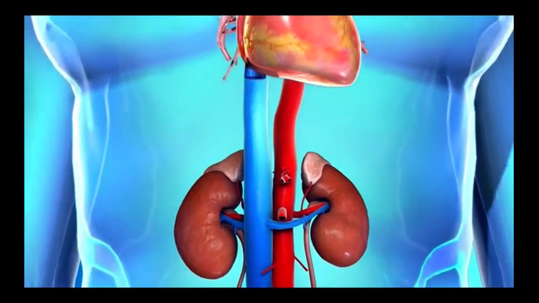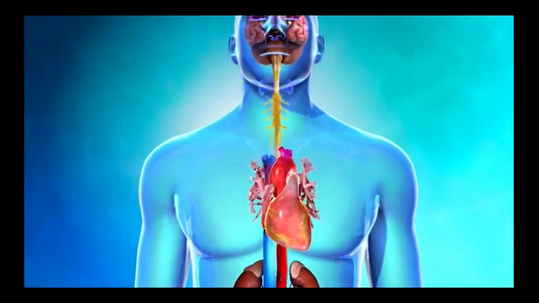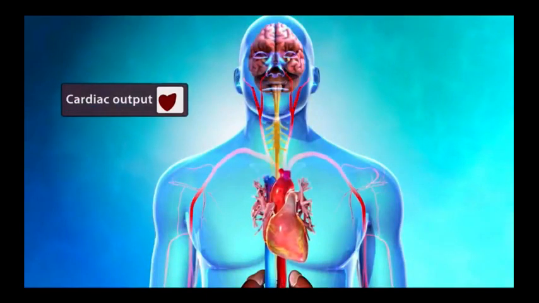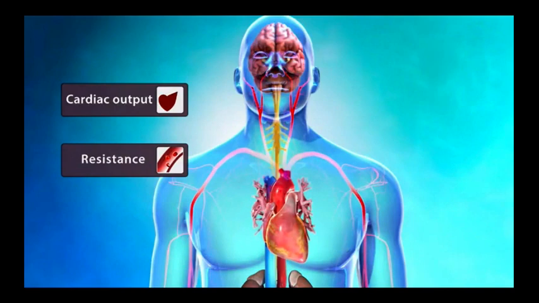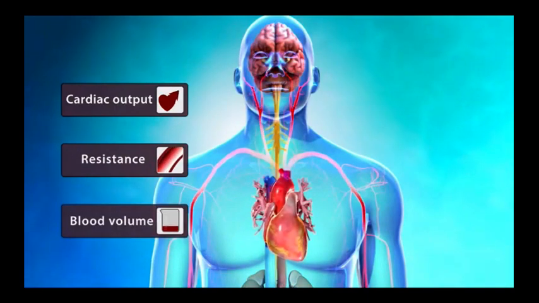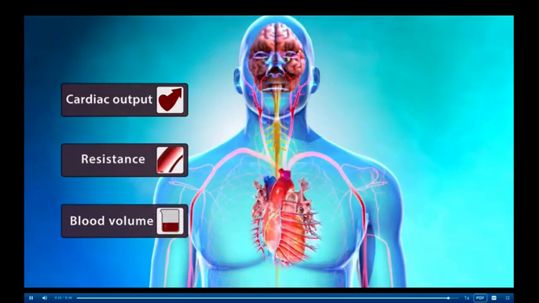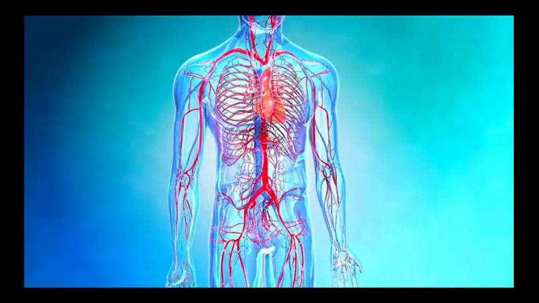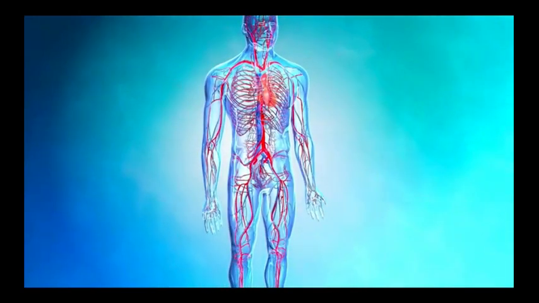The homeostasis of systemic blood pressure can be summarized as the control of three factors: cardiac output, the resistance to the flow of the blood through the blood vessels, and the blood volume. Blood pressure homeostasis is maintained throughout our active lives with incredible accuracy, able to meet the demands of each cell.